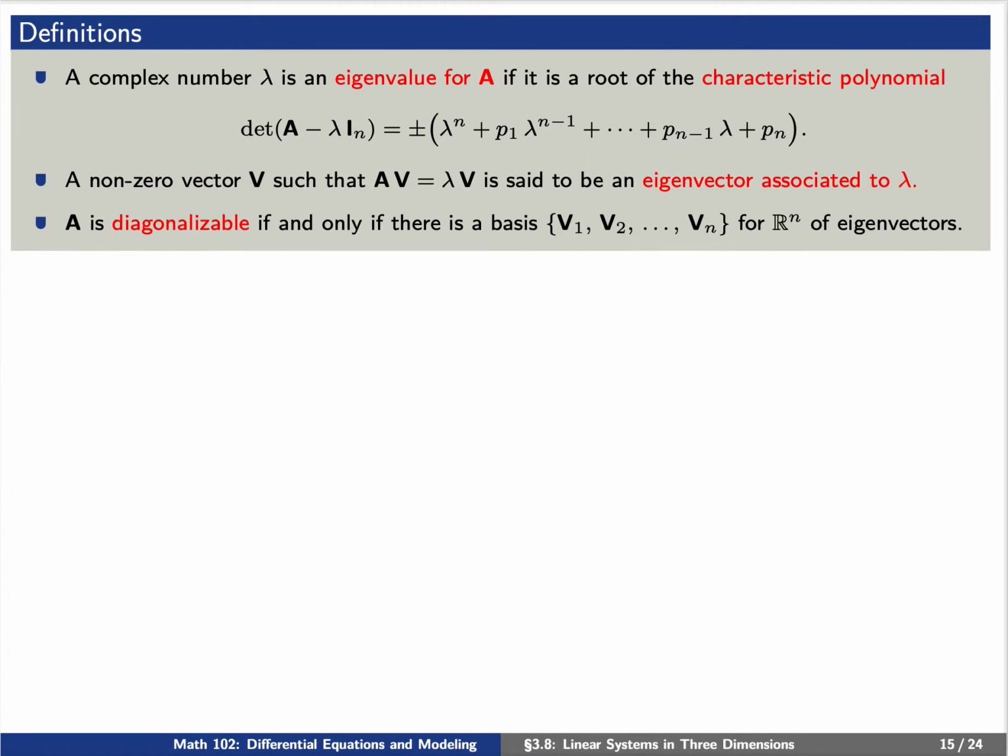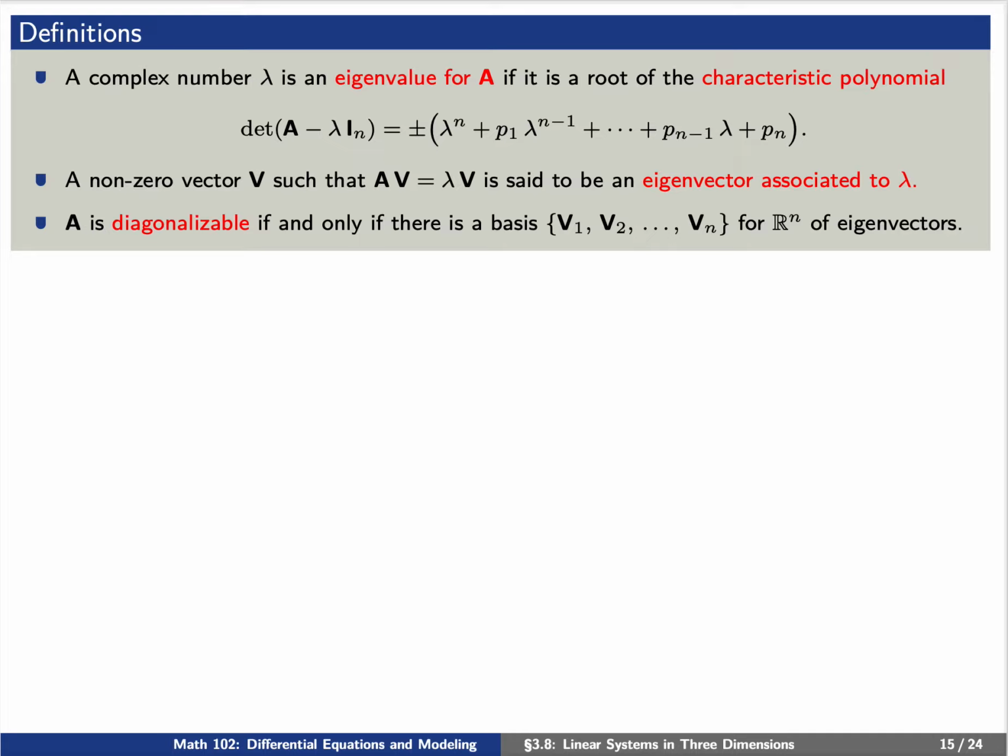Recall that a complex number lambda is said to be an eigenvalue for our matrix A if it is a root of the characteristic polynomial, the determinant of A minus lambda I. We can express all of this out to see that we do find a polynomial of degree n. Up to a leading coefficient of plus or minus 1, we can express this polynomial as lambda to the n plus a constant p sub 1 times lambda to the n minus 1, and so on, plus p sub n minus 1 times lambda plus p sub n.